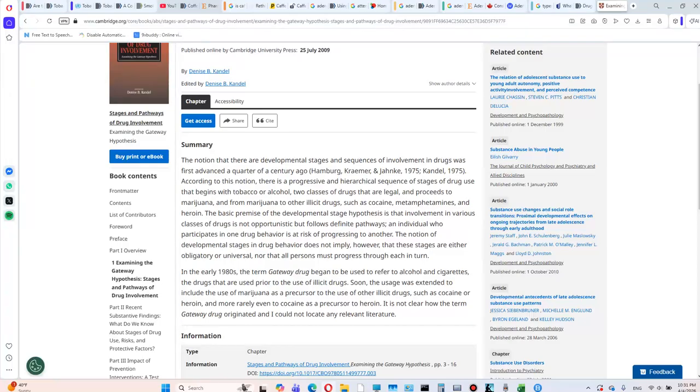In the early 1980s, the term gateway drug began to be used to refer to alcohol and cigarettes, the drugs that are used prior to the use of illicit drugs. Soon, the usage was extended to include the use of marijuana as a precursor to the use of other illicit drugs, such as cocaine or heroin, and more rarely even to cocaine as a precursor to heroin. It is not clear how the term gateway drug originated, and I could not locate any relevant literature.